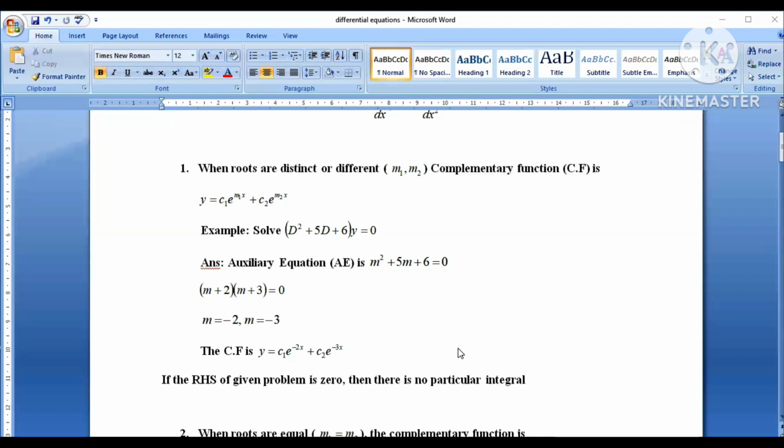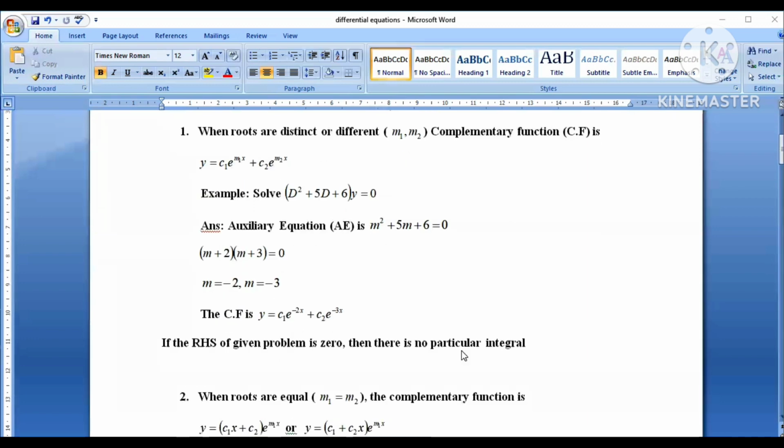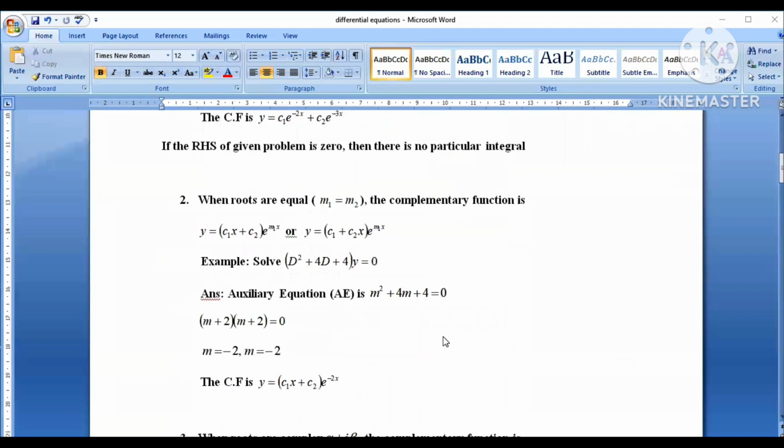The second one, when roots are equal, m1 is equal to m2, then the complementary function is y is equal to, there are two ways to write the complementary function. Y is equal to c1x plus c2 e power m1x, or y is equal to c1 plus c2x into e power mx. So example, solve d square plus 4d plus 4 into y is equal to 0.